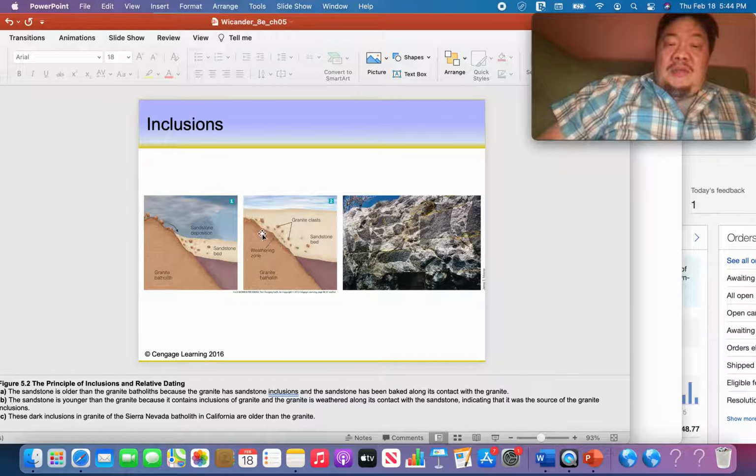This situation over here is similar but different. Again, you have granite, which is a plutonic rock, and you have sandstone. Oh, actually, this is the same situation. I'm sorry. This is what happens after it's preserved. So here you can see some inclusions of this darker colored rock. Which is older, the darker colored rock or this breccia? The older rock must be this darker colored rock, right? Okay.